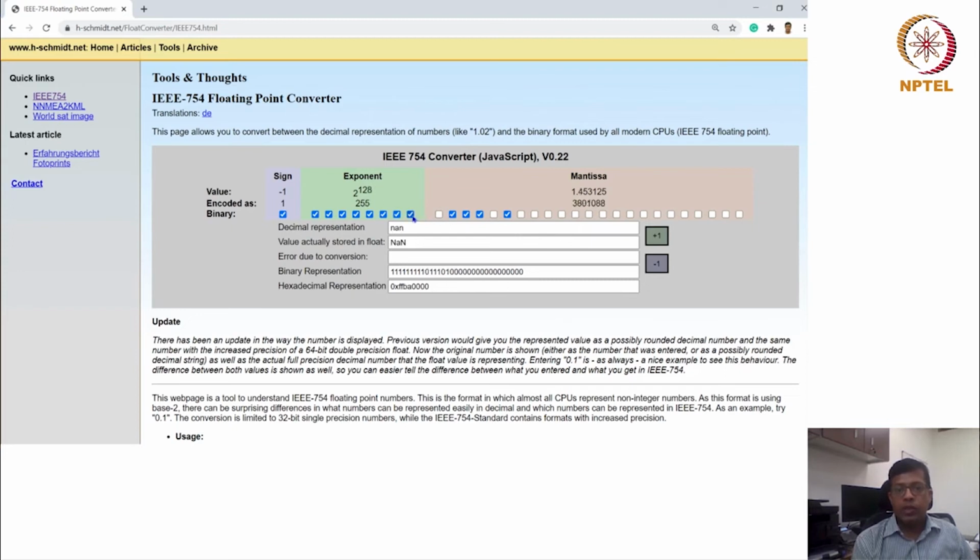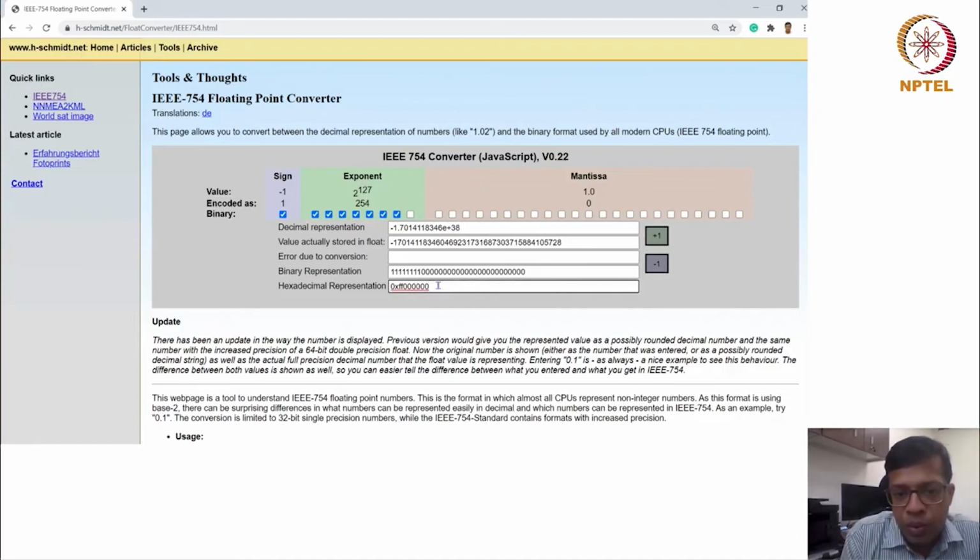Okay, and so I have to keep this as the minimum bit. 254 is the maximum decimal. So if I put the maximum exponent as 255, then it says the number is infinity. However, for the 254, this is the number which is being represented. The decimal number is 1.7 into 10 to the power 38. Now if I keep all the mantissa bits as 1, so that means I have to write all of this as F.